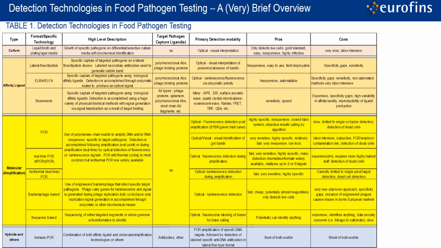I don't want to go into too much detail here. I recognize this is pretty much an eye chart. You will have the slides afterwards because there's a lot of information here, but I just want to highlight a couple things. Within the affinity ligand category, these are technologies that are based on the capture of a specific target using an antibody or some other ligand, like say an aptamer or phage protein, etc. You have lateral flow and dipsticks in here, and you have your ELISAs and alphas in here as well.